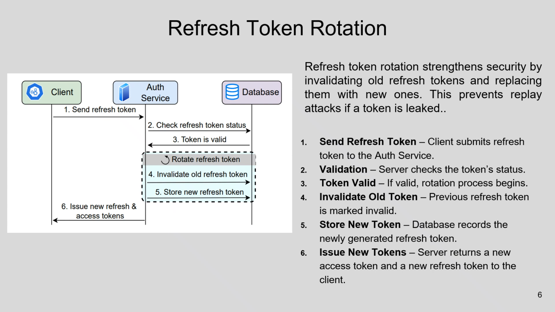As you can see in this diagram, when we use refresh tokens, the server keeps track of some tokens that are used to obtain new tokens. That means the server keeps track of the linkage between the tokens.